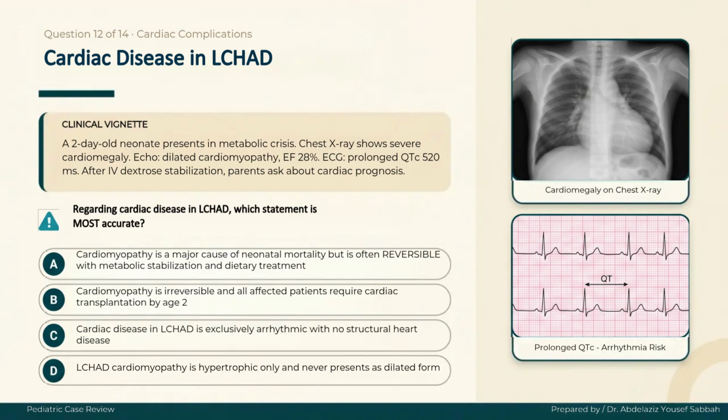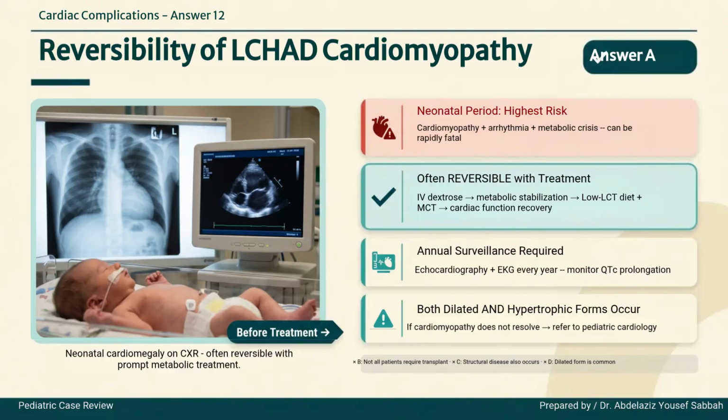Option A, cardiomyopathy is a major cause of neonatal mortality, but is often reversible with metabolic stabilization and dietary treatment. Option B, cardiomyopathy is irreversible, and all affected patients require cardiac transplantation by age 2. Option C, cardiac disease in LCHAD is exclusively arrhythmic with no structural heart disease. Option D, LCHAD cardiomyopathy is hypertrophic only and never presents as a dilated form. The correct answer is option A. Cardiomyopathy in LCHAD is a major cause of neonatal mortality, but it is often reversible with prompt treatment.